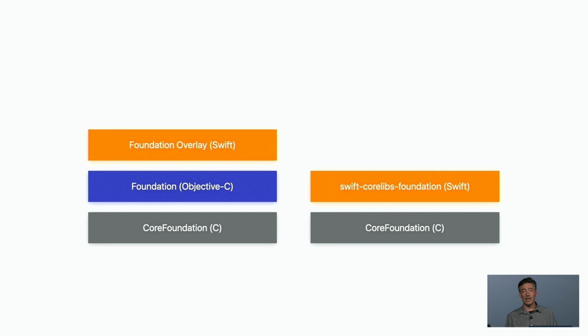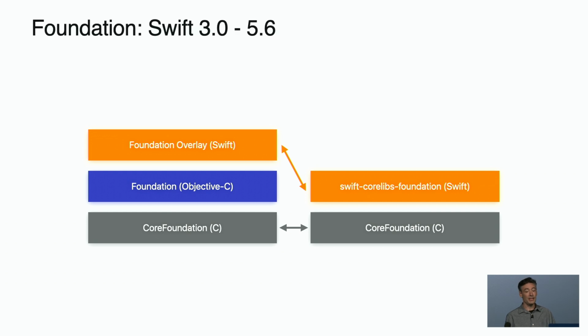And since Swift was not yet ABI stable, a Swift overlay was added on top of Objective-C and provided specialized Swift API. Some of that code could be shared with Swift Core Libs Foundation. However, both the C and the Swift code were copies, specialized for each platform. And here we have the shape of what we shipped from Swift 3.0 to Swift 5.6.